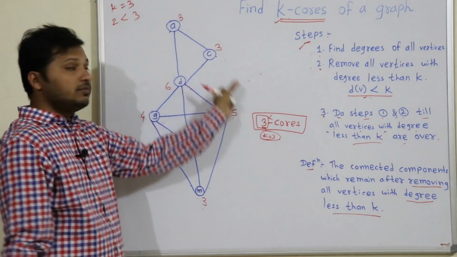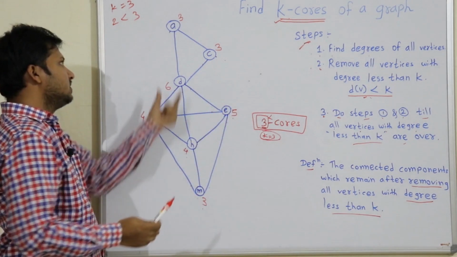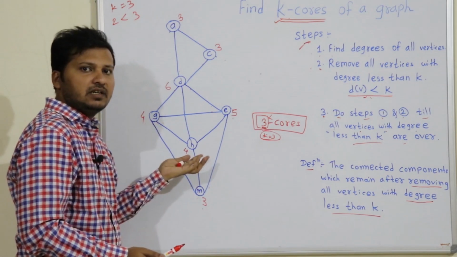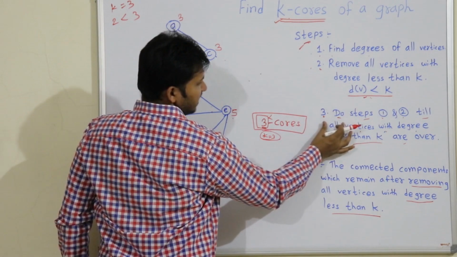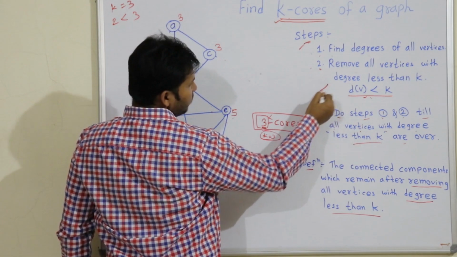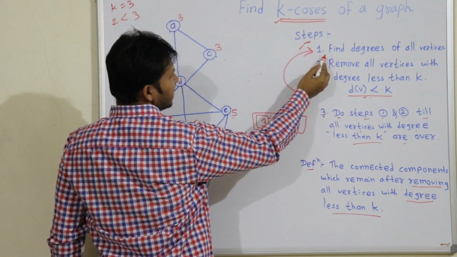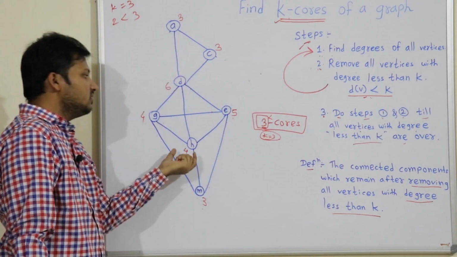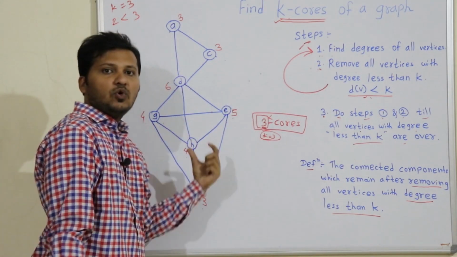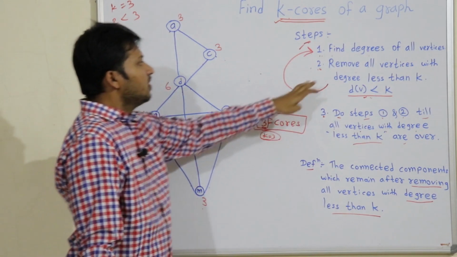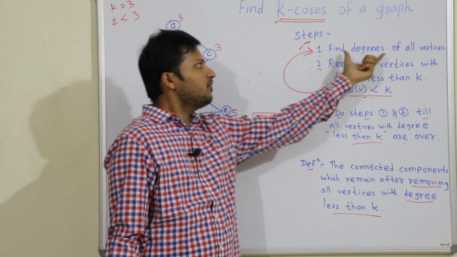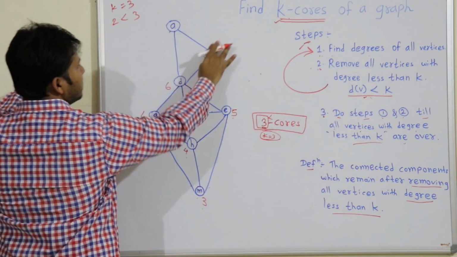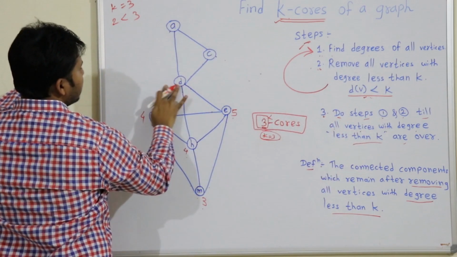Now after you remove these edges, some of the vertices will have a change in degree. So this third step means that you have to keep doing the steps 1 and 2 till all the vertices with degree less than 3 are over. So now what this first step says, find degrees of all vertices. So you have to find the new degrees of all vertices.